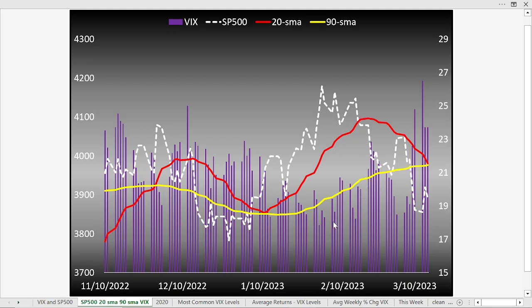And during that period of time, the VIX remained again near the lows. 18, 19, 20 are considered to be pretty significant lows for the VIX. It's gone even actually lower than that at times. But conversely, now that we have a lot of market weakness as of late, see the VIX is spiking higher as the 20 simple moving average crosses back below the 90. The red crosses back below the yellow.